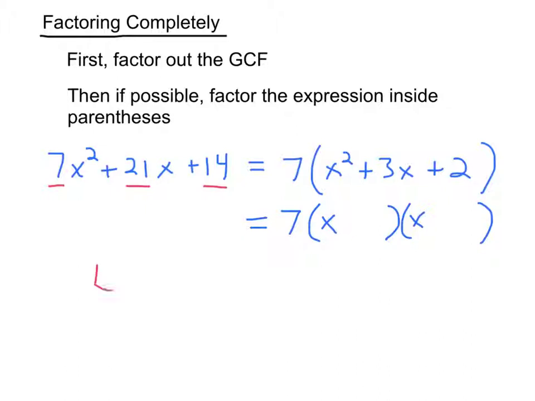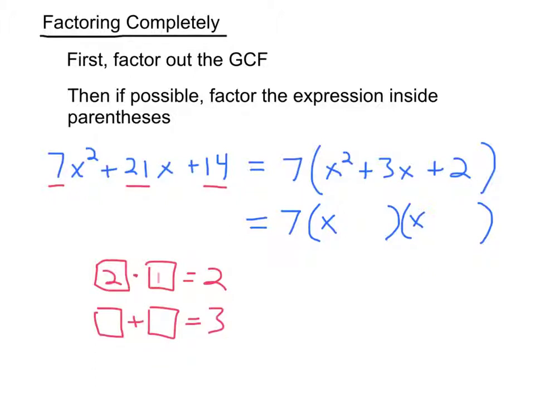And we'd have to find 2 numbers that multiplied out to equal 2, and those same 2 numbers would have to add up to equal 3. And this one's pretty easy. It's 2 and 1, because 2 times 1 is 2 and 2 plus 1 is 3. Both of them are positive. So we'd put those in with a plus 2 and a plus 1. And that would be our final answer.